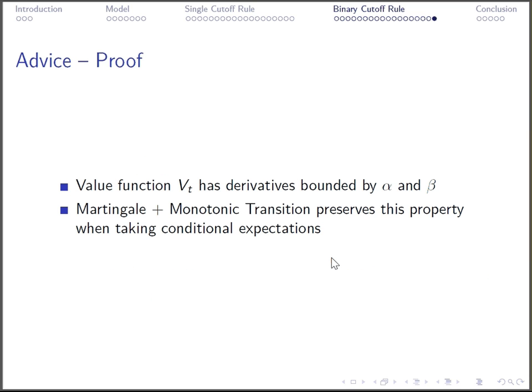So the proof is basically observing that if any function is bounded by two constants, then the Martingale plus monotonicity transition property would preserve that thing. So if V is bounded, then expected V to the previous period would be bounded by those two as well. Then if that condition holds, then we have the Z condition hold, and then from the theorem it works.